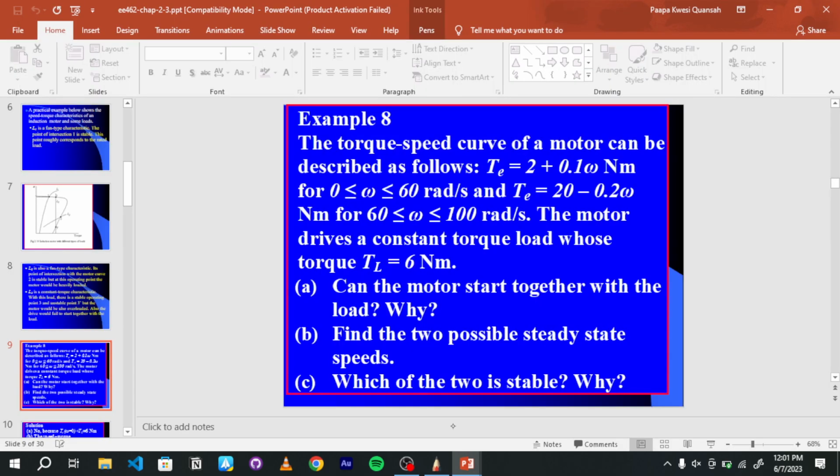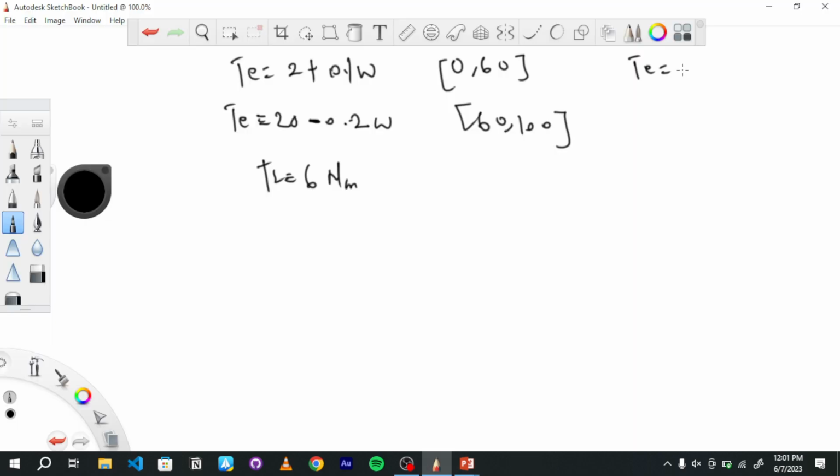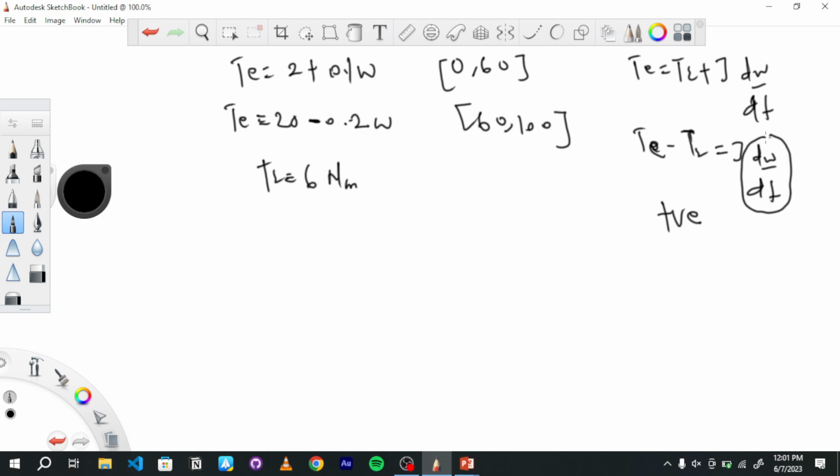Now, the first question asks: can the motor start together with the load? Let's see. TE is equal to TL plus J d omega dt. So TE minus TL is equal to J d omega dt. If TE is bigger than TL, I'll have a positive value here, which means d omega dt is positive, so it's accelerating. So for the motor to be able to start and accelerate, TE must be bigger than TL.